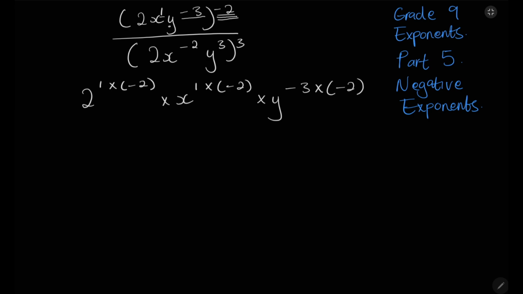And we're done in the numerator. You distributed the negative 2 to every term inside the bracket. Now let's move to the denominator. We'll calculate in the next step.